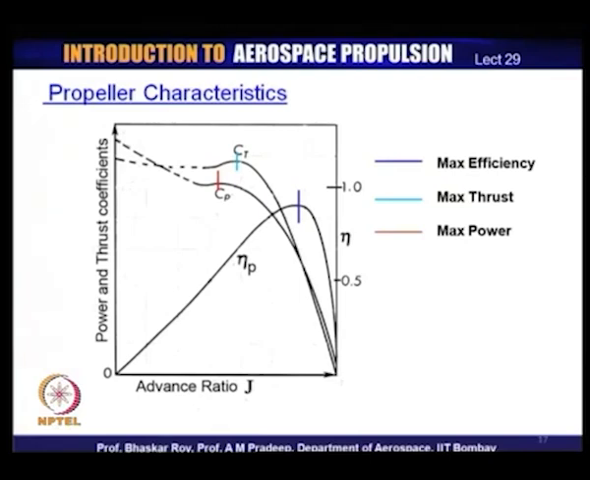Now, on the y axis, you can see the power and thrust coefficients shown here as C t and C p. And as you can see here, two things are very important. One is the efficiency of the propeller maximizes at a certain flight velocity or advance ratio, whereas the thrust coefficient and the power coefficient maximize at different values of advance ratio. At lower advance ratios, quite often the performance of the propeller is likely to be somewhat uncertain, and that is what is shown here in dotted lines.